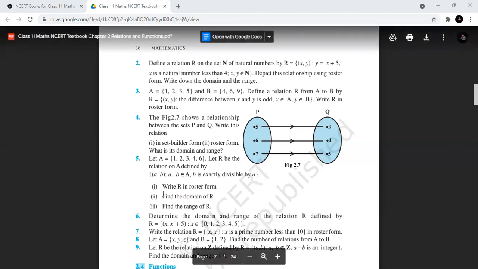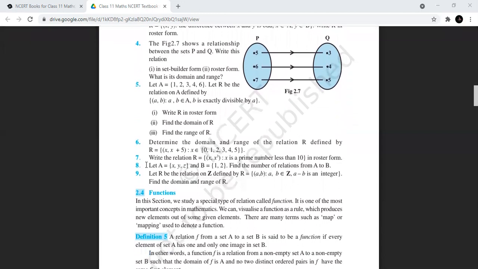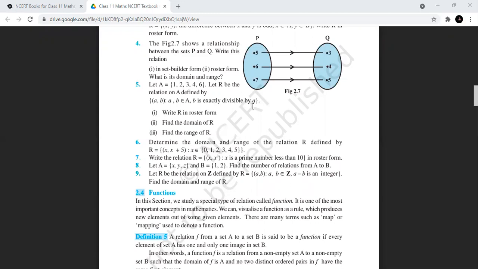Okay. Then fifth one, let A is equal to {1, 2, 3, 4, 6} and R be a relation defined on A. Relation defined on A means A cross A. Okay, your domain and codomain both is going to be set A. So R is a relation defined on A, which is defined as the (A, B) such that A and B both belong to A, that I've already explained you. B is exactly divisible by A. So the second entry has to be exactly divisible by A.